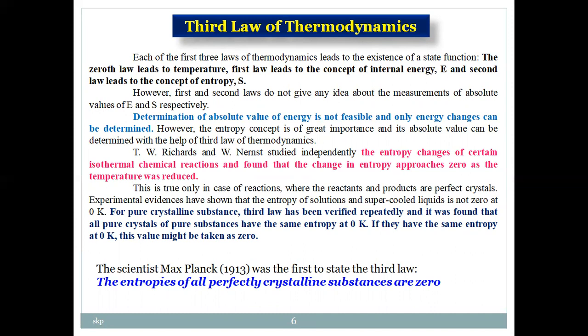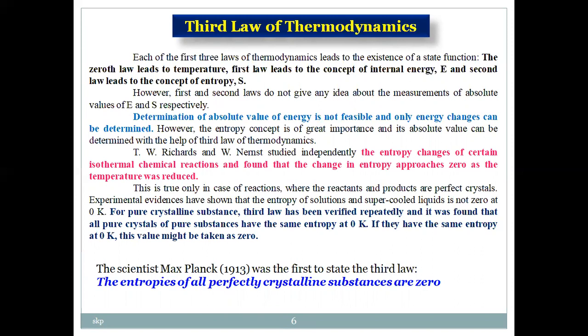The zeroth law leads to the temperature. The first law leads to the concept of internal energy, that is E, and the second law leads to the concept of entropy. However, the first and second laws do not give any idea about the measurement of absolute values of internal energy and entropy. Absolute means within the path. They indicate that entropy or internal energy cannot be measured absolutely, but we can measure only the change in the internal energy and entropy.